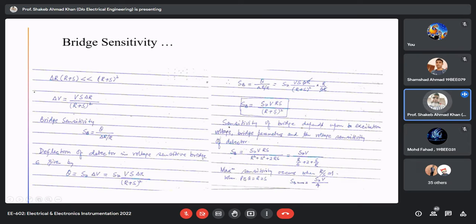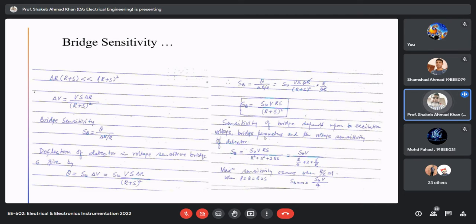And generally we take an equal arm bridge for the application: P is equal to Q is equal to R is equal to S. When this is the condition, it satisfies the maximum sensitivity requirement also. So the maximum bridge sensitivity will be SV into V upon 4, that is, one fourth of the product of your detector sensitivity and excitation. That will be the maximum sensitivity.